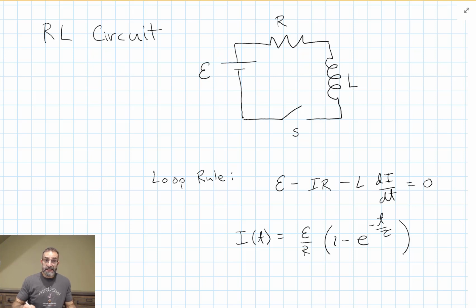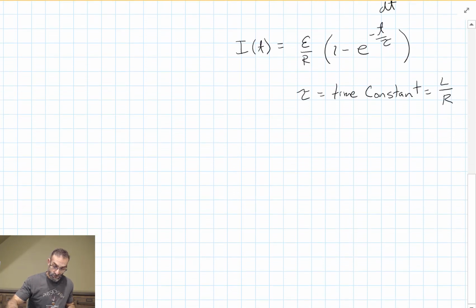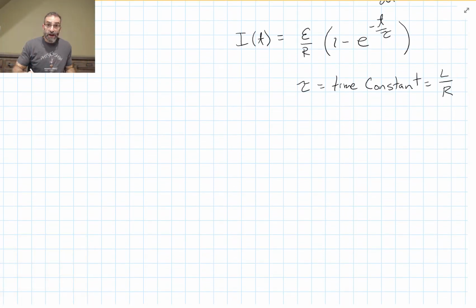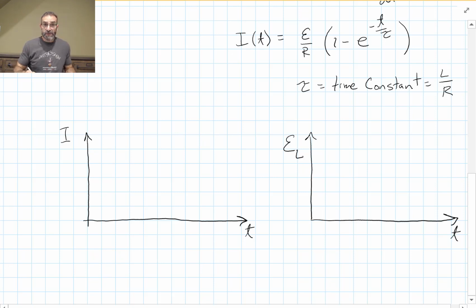Now the time constant is a little different for an inductor. For an inductor, tau is L over R. Let's take a look at current versus time. And we could also look at the potential across the inductor as a function of time.